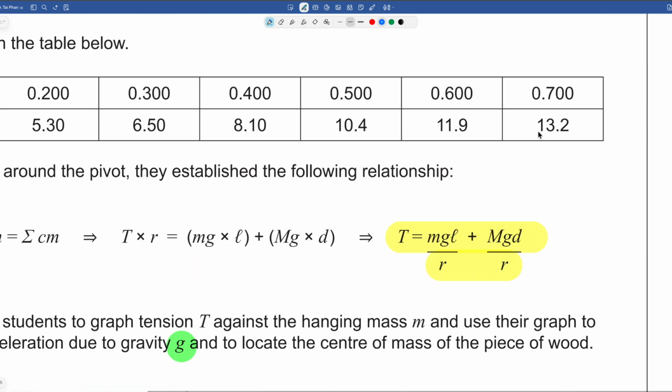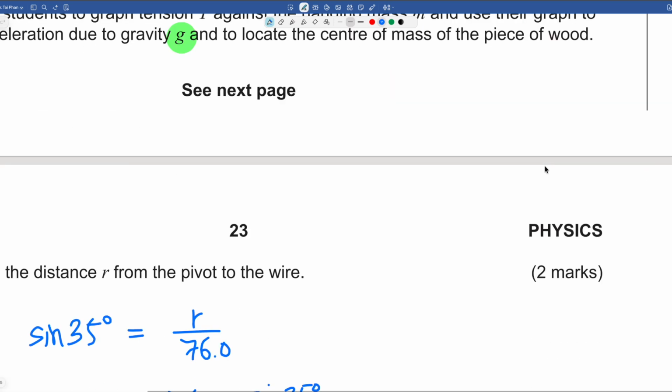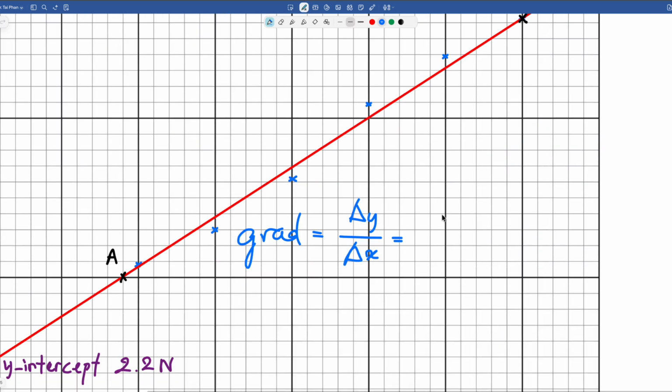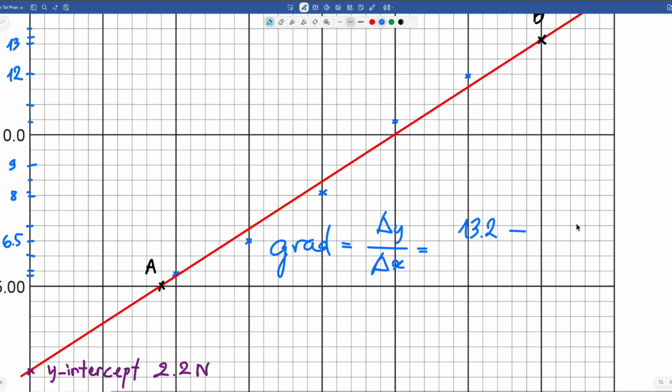Just an accident, ha. It's just a coincidence. I did not deliberately take a value from the table. I must take a value on the best fit line, 13.2. 13.2 Newton minus the y of the point A here, which is 5.00, 3 significant figures.